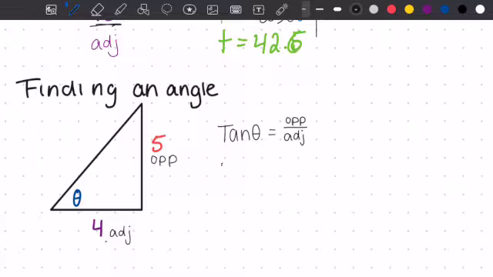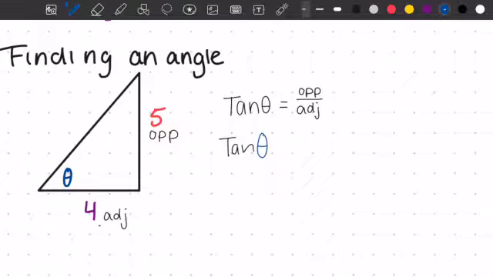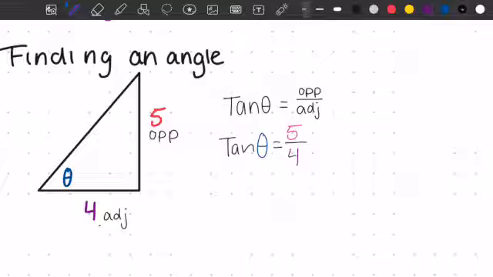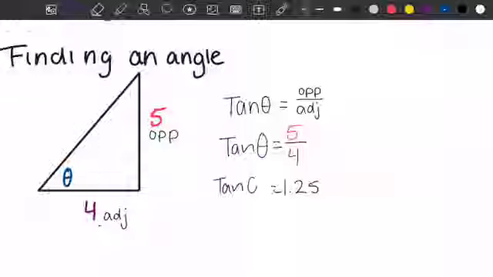Now I'm going to plug in what I know. So tan of theta, I still don't know theta, so I'm just going to put that magic sign back in, is equal to my opposite over adjacent. So 5 over 4. Okay. Now, what I like to do is divide the 5 over 4 first, just so that it's dealt with. So it's going to give us a number and a decimal here. So 5 divided by 4 is 1.25. And so you can write that out. So you would have 1.25 equals tan theta.